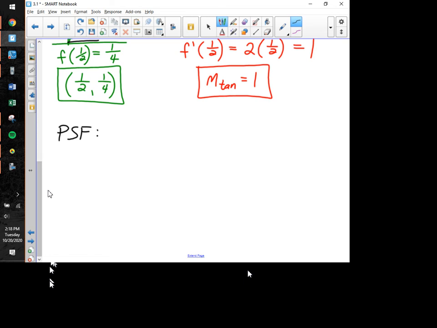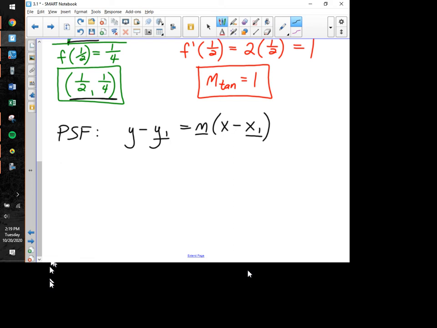Now, we talked about this a little bit in chapter 1. Point-slope form is y minus y sub 1 equals m times the binomial x minus x sub 1. It takes 3 values to be able to pull this off. You need to know the value of your slope, and then the x1, y1 is the ordered pair that you know your line passes through.